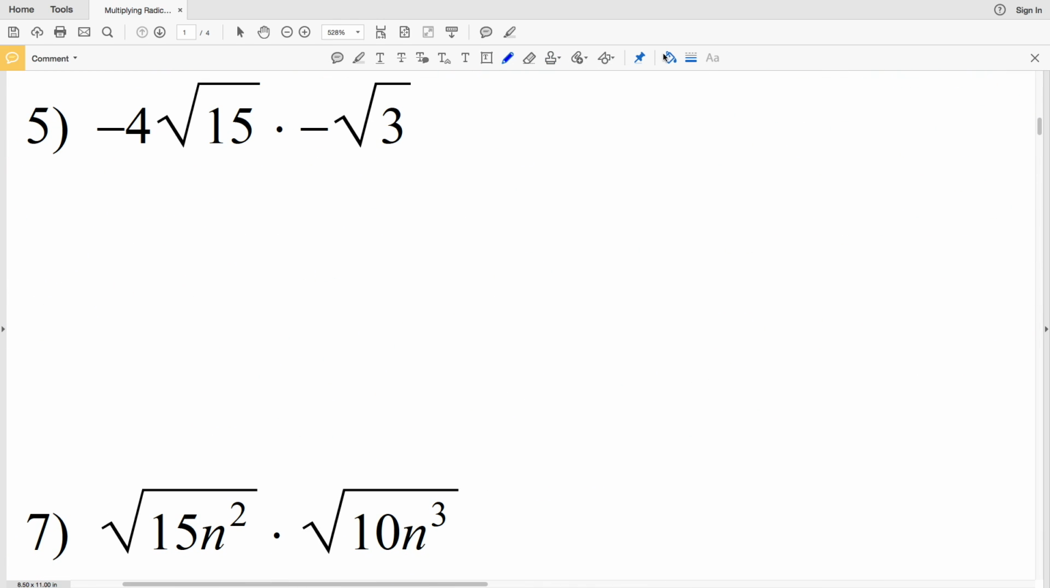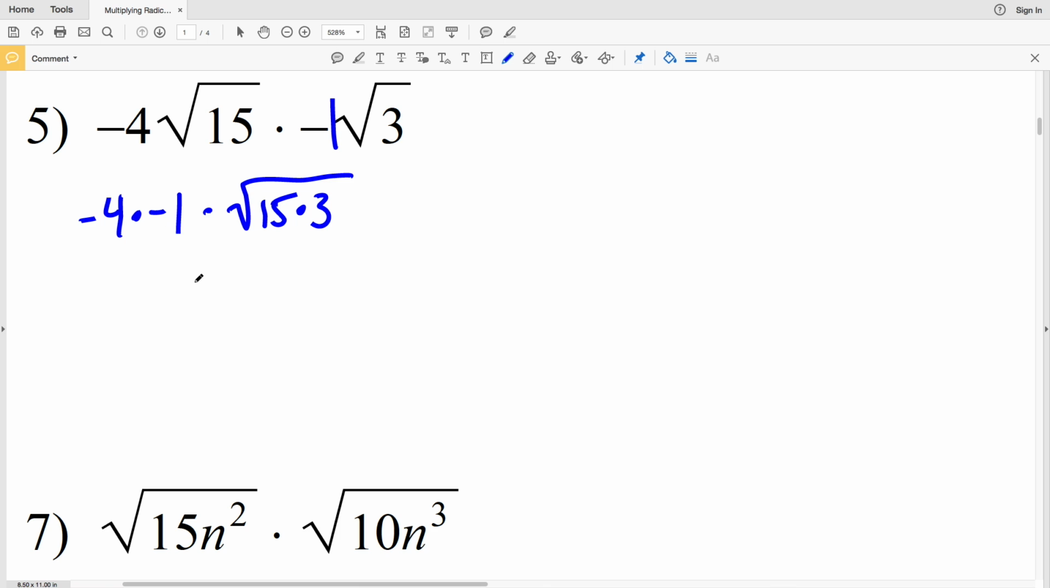In number 5, I have negative 4 times the square root of 15 times negative square root of 3. We can think of this negative as negative 1 times the square root of 3. So we're going to multiply negative 4 by negative 1, taking care of my whole numbers, and then that will get multiplied by the square root of 15 times 3, multiplying what's in my radicals within the same radical.